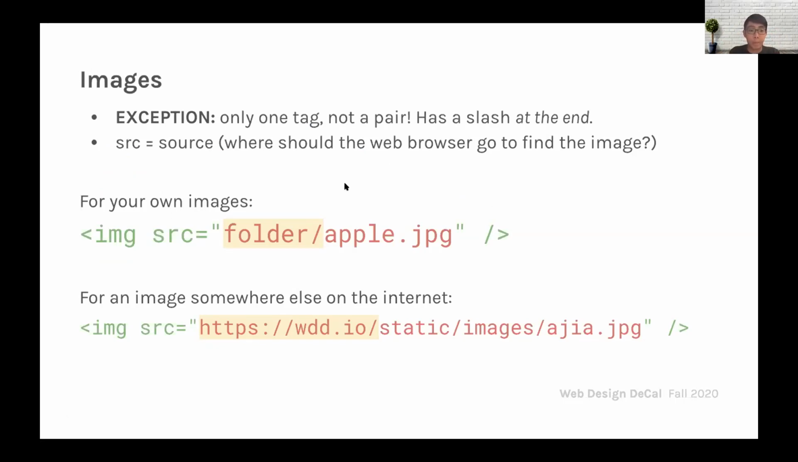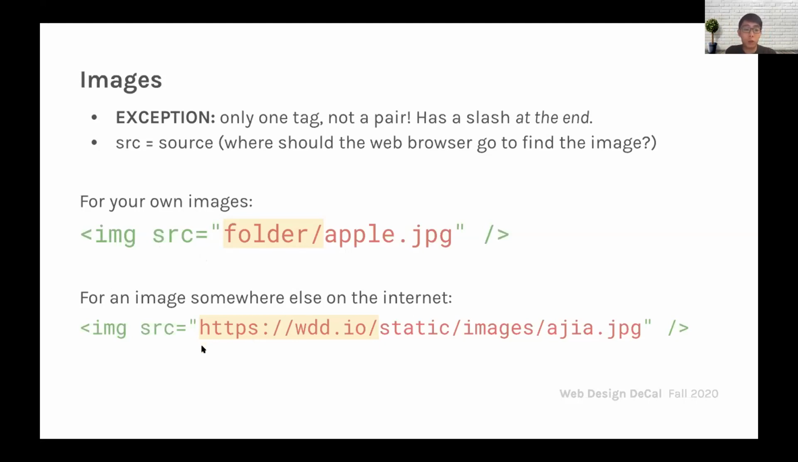Now, the image contains what's called a source attribute, which is the file path. We'll get into exactly what this means, but you basically link the file path. This is what's known as a relative file path, which goes from your current folder into the folder called folder in this case, and then into the apple.jpg to grab that link, to grab that image.